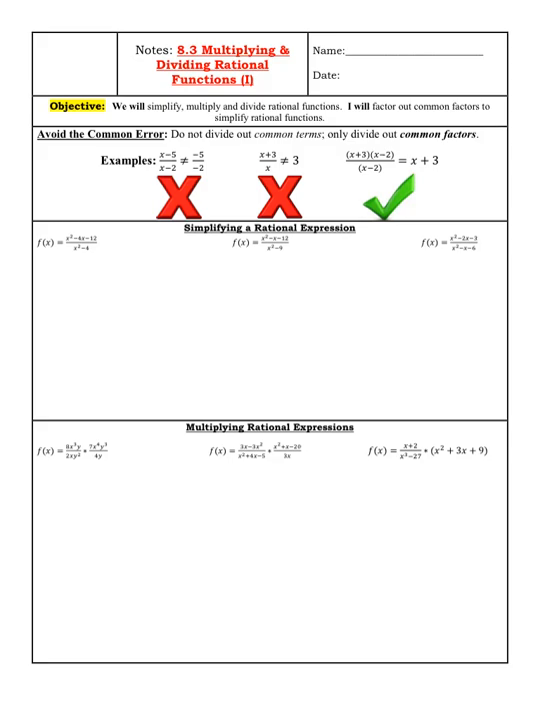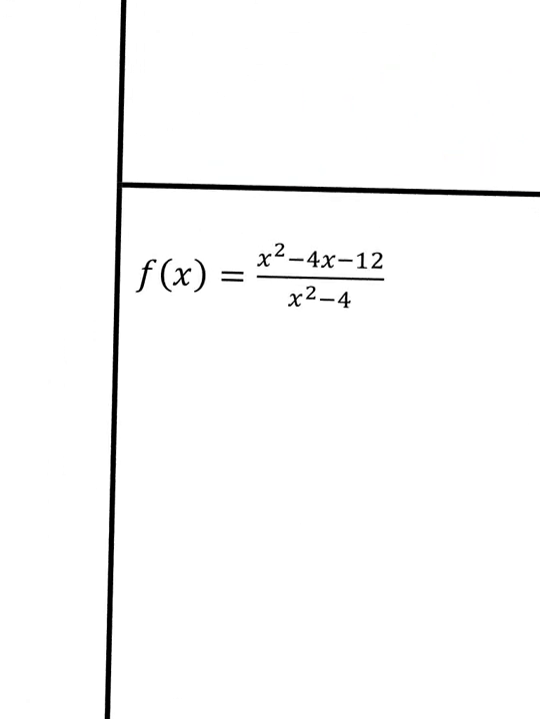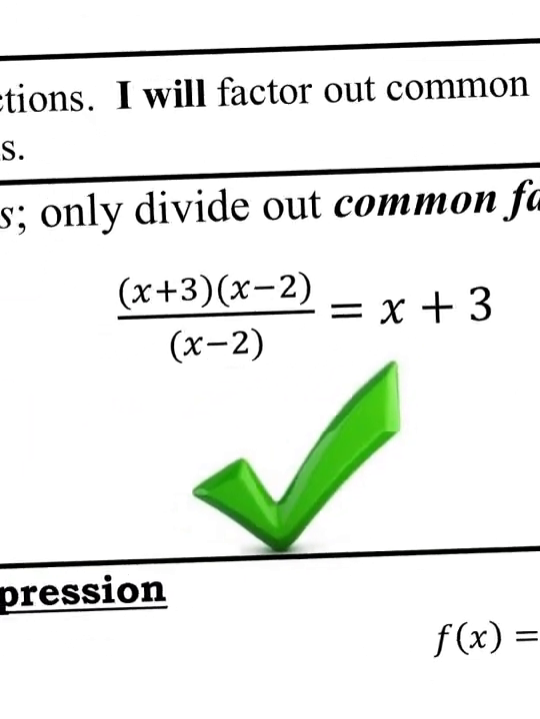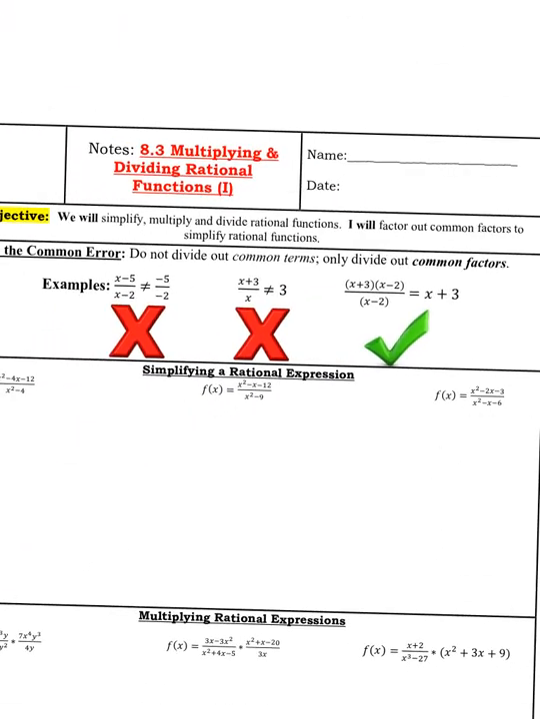Hey everybody, welcome to part 1 of 2 of 8.3, multiplying and dividing rational functions. In here we're going to simplify, multiply, and divide rational functions, and by doing that we're going to be doing a lot of factoring. So we're going to take expressions or equations that look like this and then we'll factor it into something that looks like this.